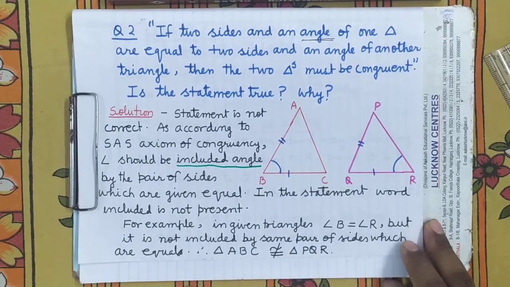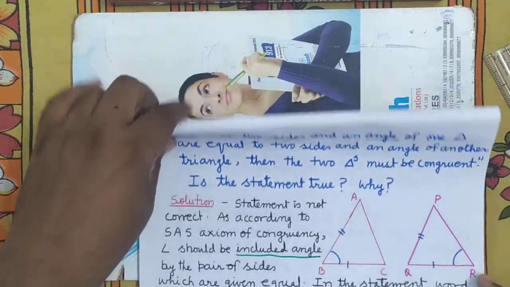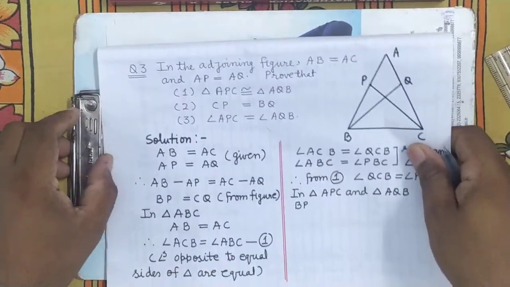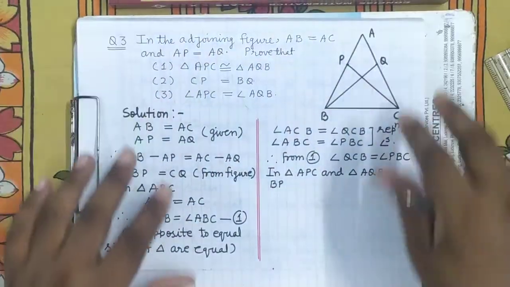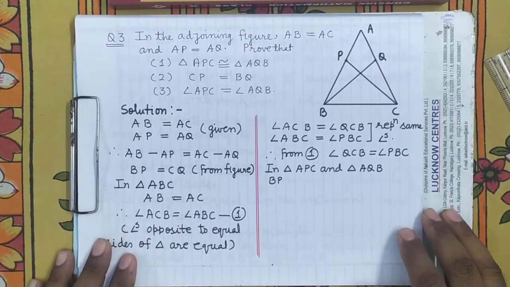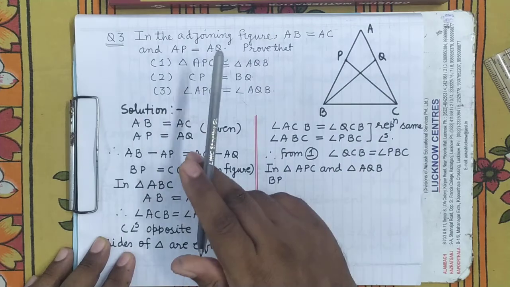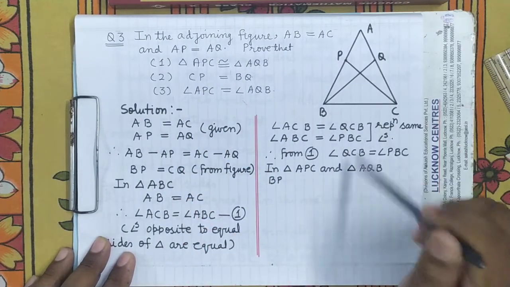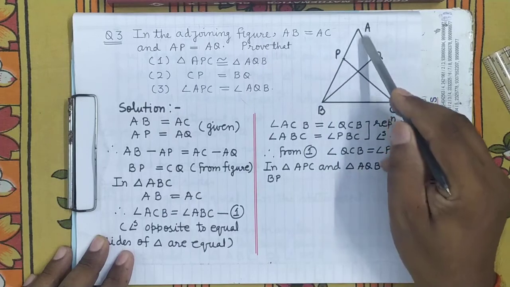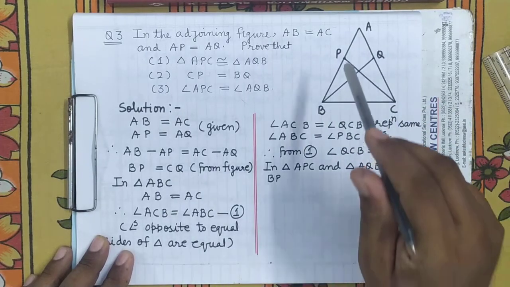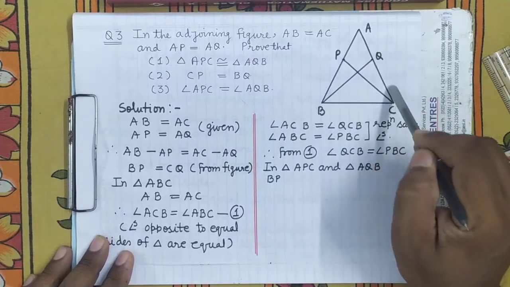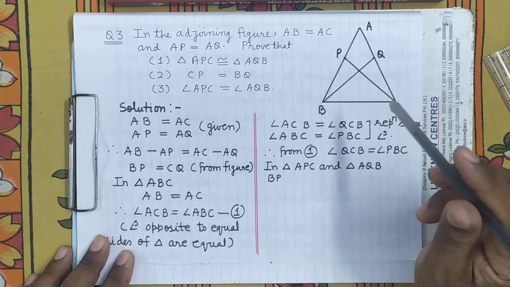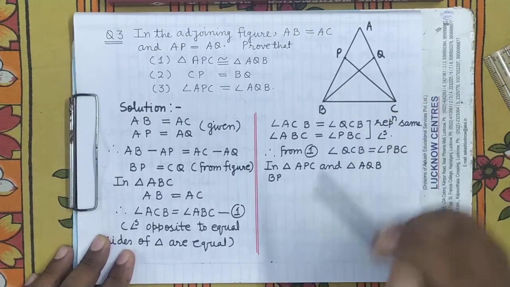Now all of you see question number 3. In question number 3, you have to prove something. The question is written here, in the adjoining figure, and the diagram is drawn here. First fix in your mind which elements are equal. AB is given equal to AC, and AP is equal to AQ.